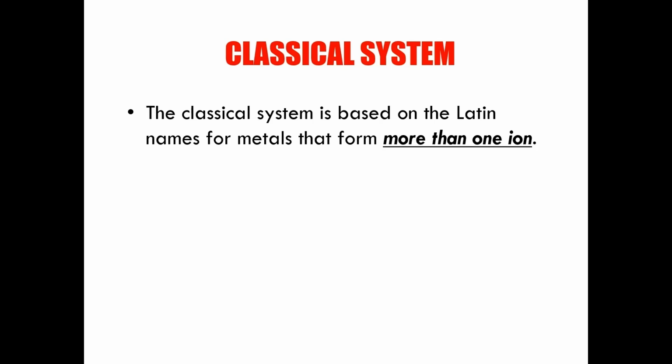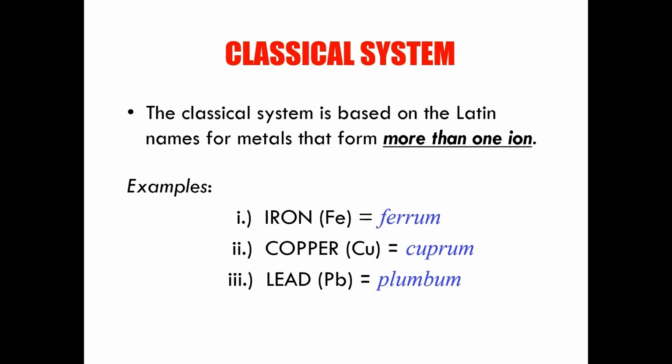So, for example, iron, symbolized by Fe, was actually called ferrum. Copper, which starts with Co, is symbolized Cu because it was once called cuprum. And lead, symbolized by Pb, was actually called plumbum.